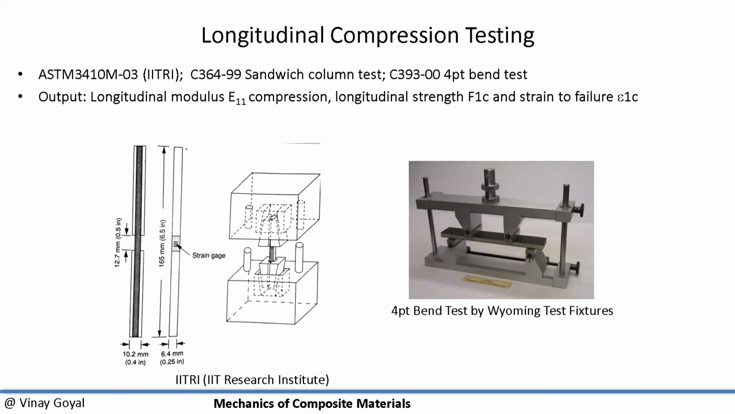Longitudinal compression testing typically involves testing the C36499 sandwich column, and that allows you to induce loading into the strain gauge section. And the output is going to be E11 modulus in compression, longitudinal strength in the compression regime, and also strain to failure in the compression regime.